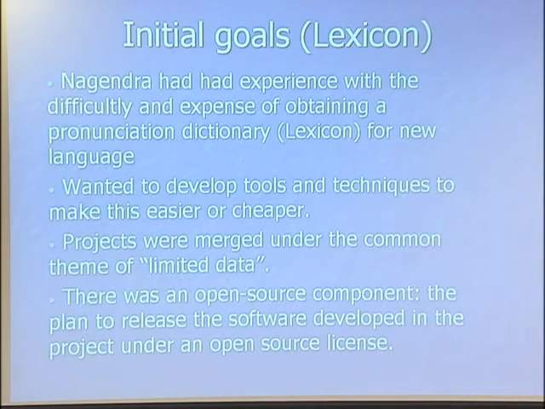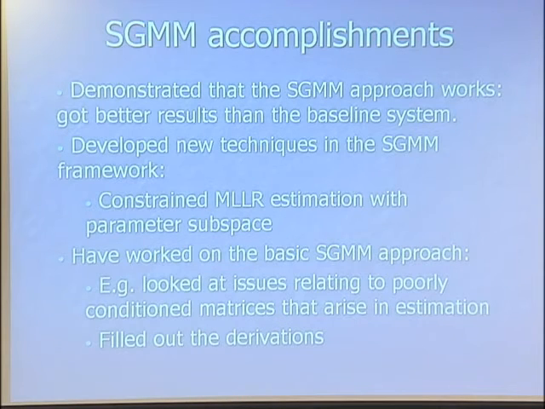And on the lexicon side, Nagendra in his day job had experience with the practical difficulties that people encounter when building systems for new languages. You don't have a good lexicon, and it's very expensive to get one. We just need some kind of practical solution that will reduce that cost. So these two projects were merged, because we felt there was a common theme: these things work well with limited data. And that's worked out pretty well, because the Call Home setup has been very convenient for both of us to work on. We also planned to do some kind of open source thing, and I'll explain what has happened with that.